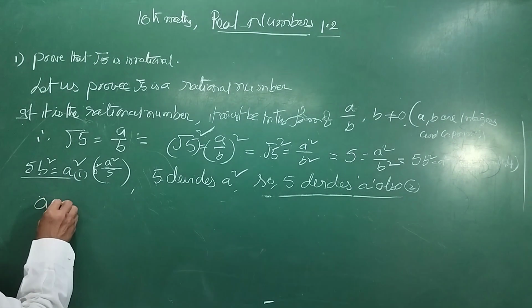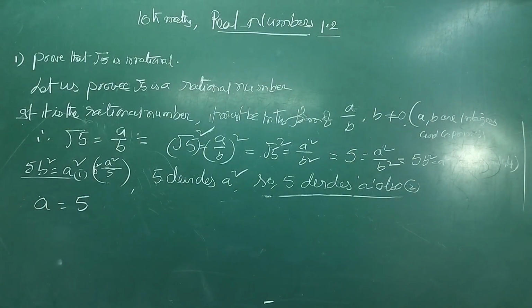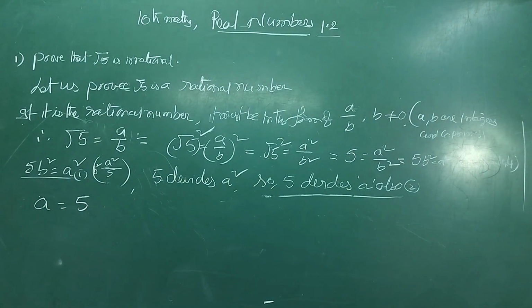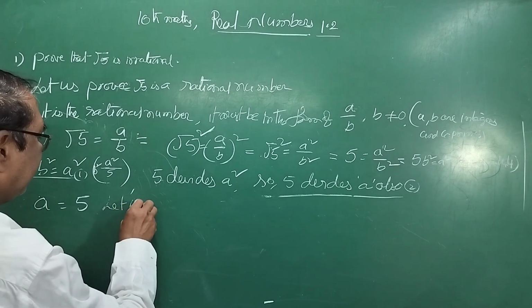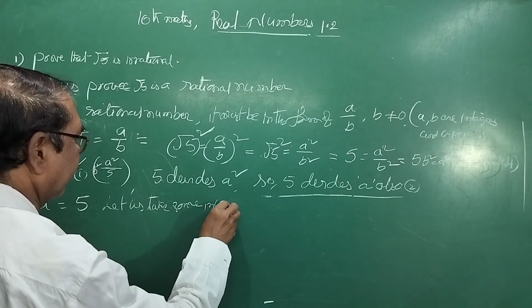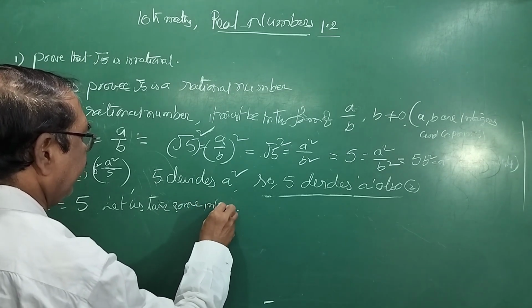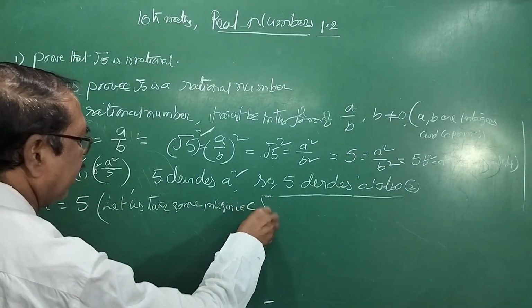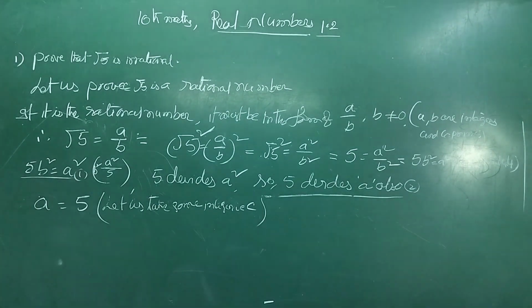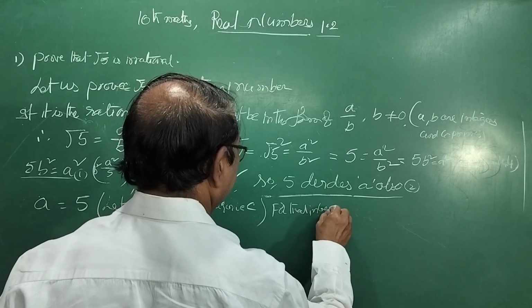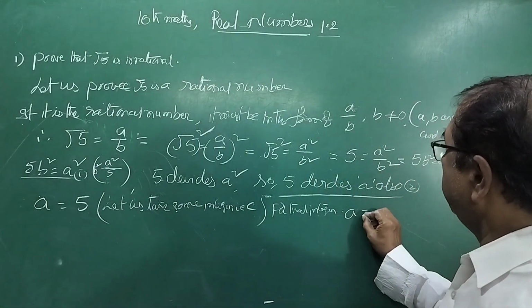Or 5 divides a, like this also we can write. No, there is no problem. Yes, 5 divides a. Let us take some integer, that is c. Let us take some integer c. Then for that integer, a is equal to 5.